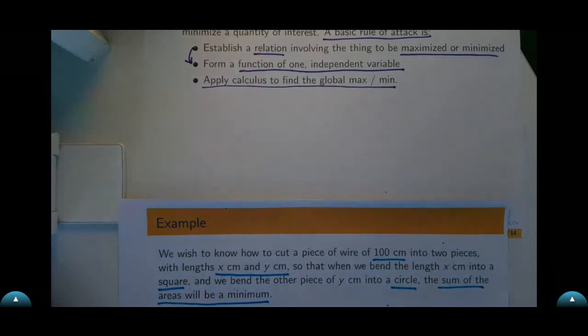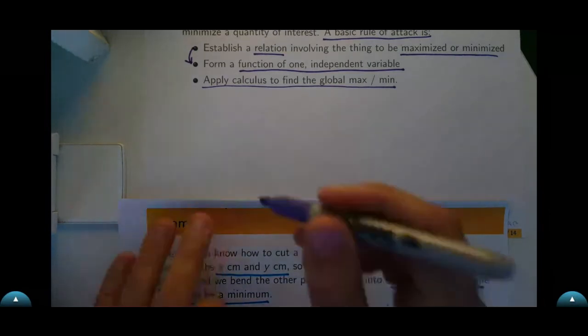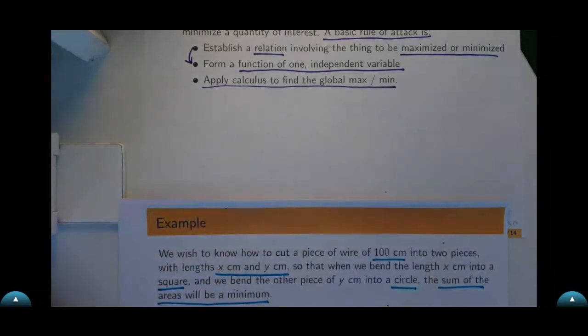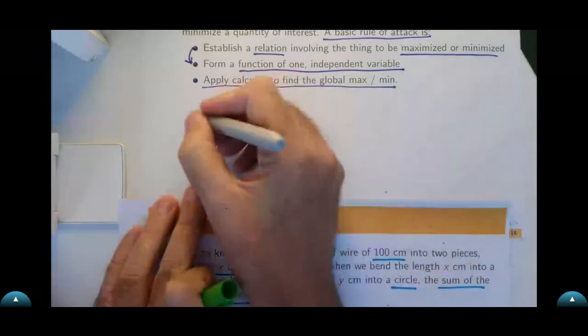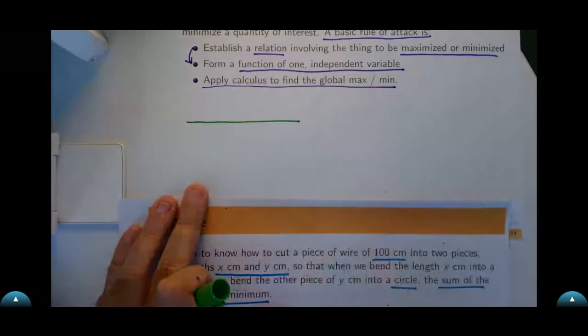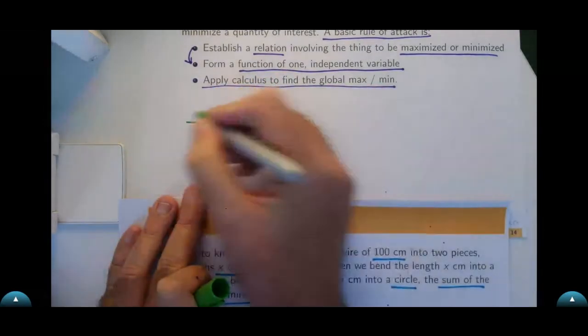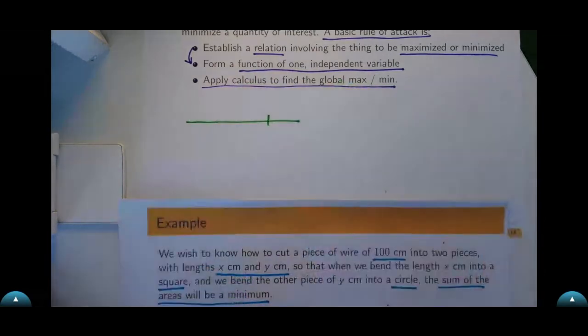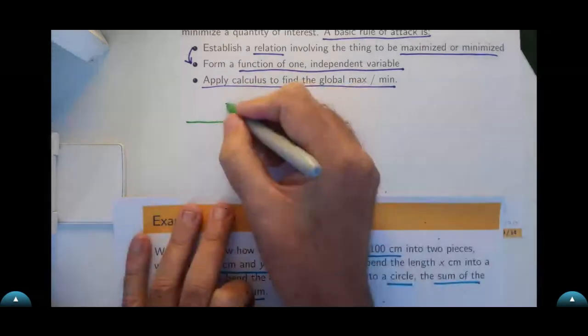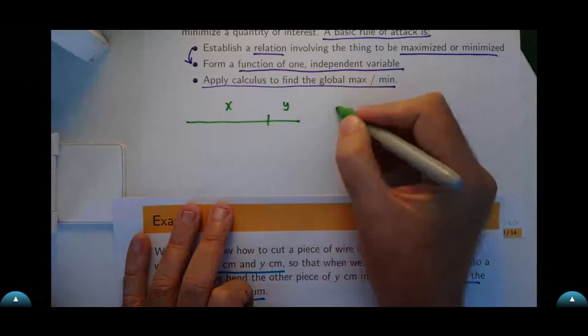Okay, so let's draw a picture first, and we can work through it. Okay, so let's say that's my wire, and I want to cut it into two parts. Okay, let's say X and Y.